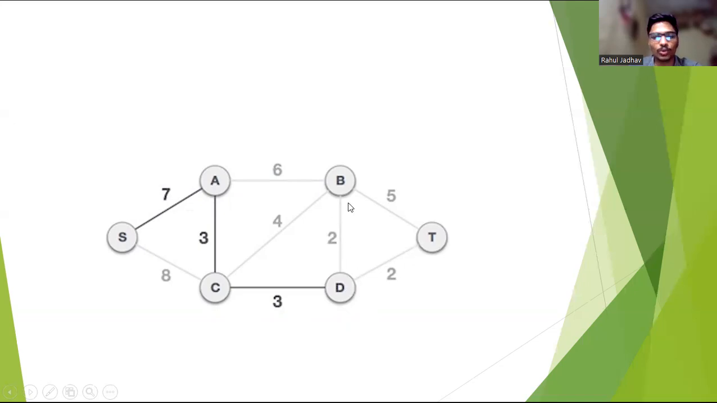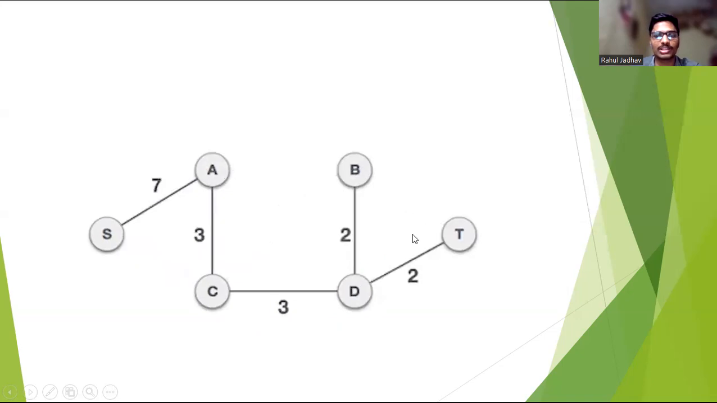So we have to select both, because until this path we didn't reach B anywhere from A to B or C to B. So we have to consider B also. From D to B is a 2, and D to T is also 2. So we selected these two, and this is our final spanning tree using Prim's algorithm.